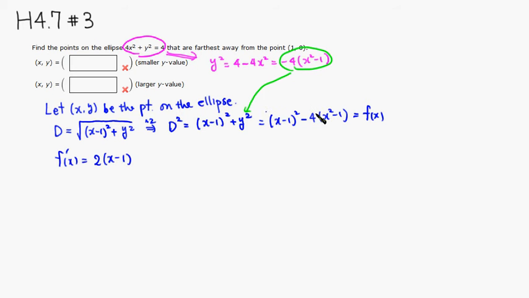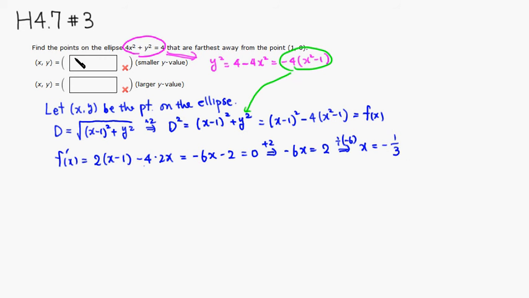The derivative of that is negative 4 times the derivative of x squared, which is 2x, and the derivative of negative 1 is 0. So we just have that. Then this is going to be equal to: you have a 2x, and then a negative 8x, so you have negative 6x, and a minus 2. This is equal to 0, so we can solve for it. Add 2 to both sides, negative 6x equals positive 2, then divide through by negative 6, and we get x equal to negative 2 over 6, which is negative 1/3.